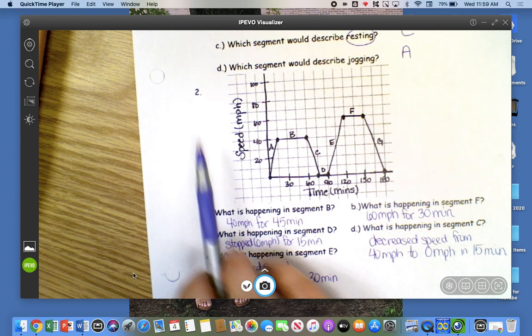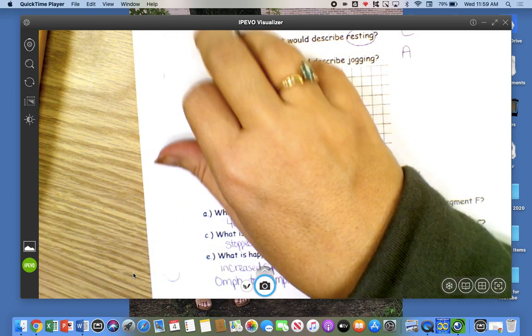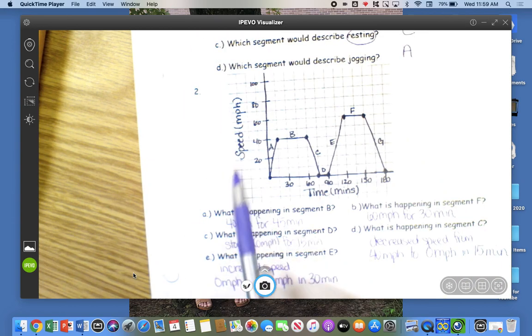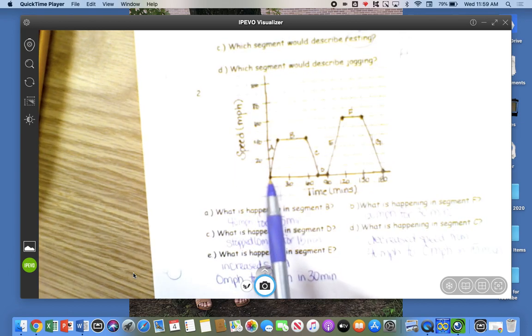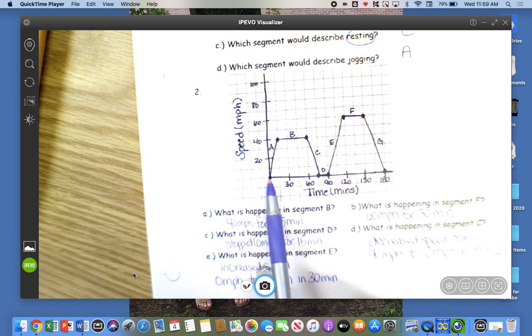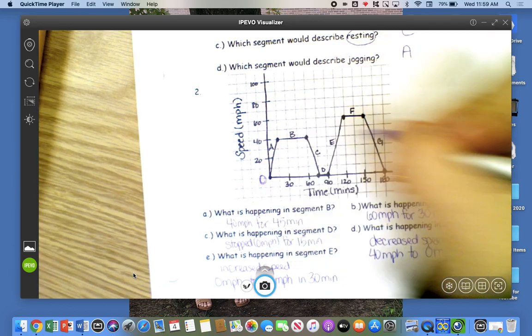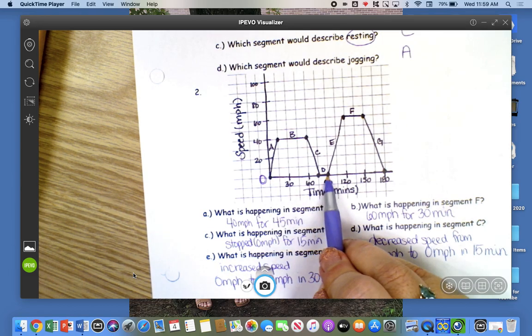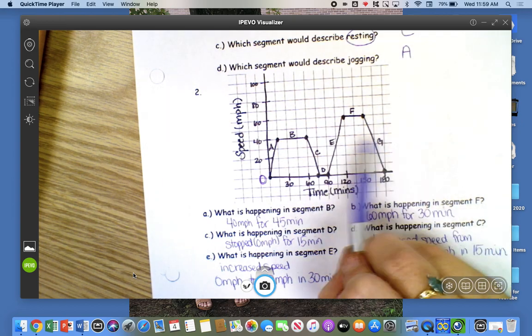So you just have to read your axis. On that last one, we were talking about distance. This one, we're talking about speed. So how fast? So whenever we're talking about speed, 0 here at the bottom, when you are on the line, that means you're stopped. When you're up here, it means you're traveling.